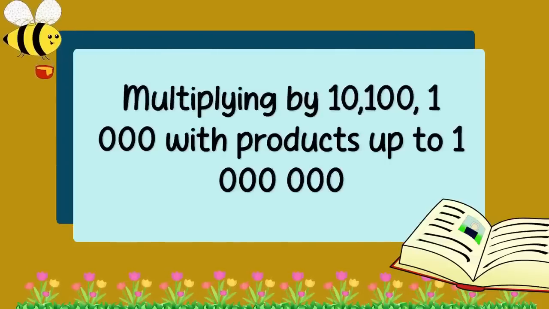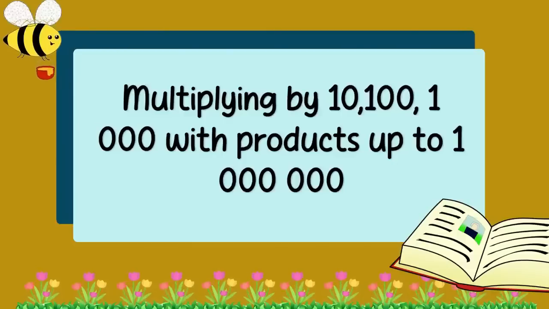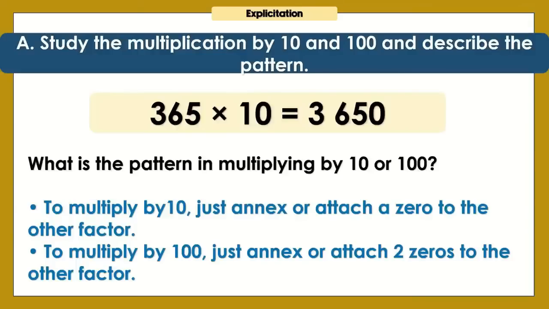Multiplying by 10, 100, and 1,000 with products up to 1 million. Study the multiplication by 10 and 100 and describe the pattern. 365 times 10 equals 3,650. What is the pattern in multiplying by 10 or 100? To multiply by 10, just annex or attach a 0 to the other factor. To multiply by 100, just annex or attach 2 zeros to the other factor.